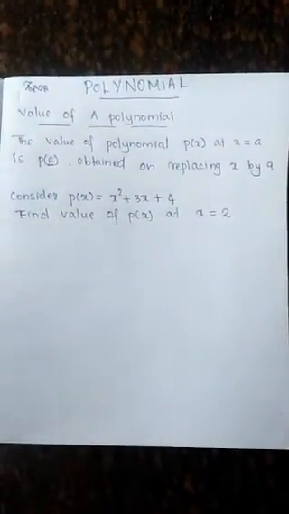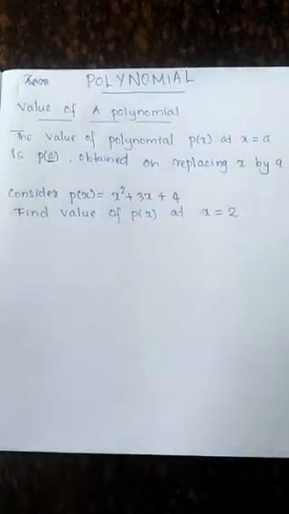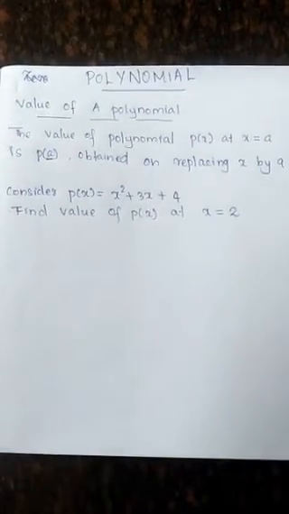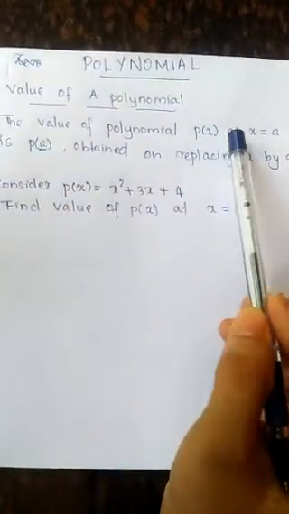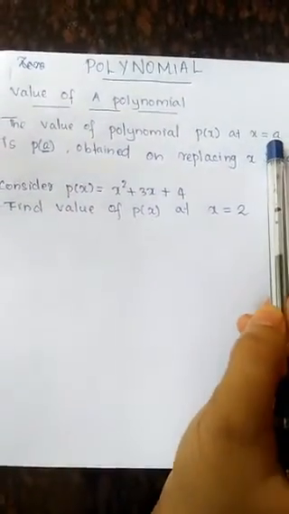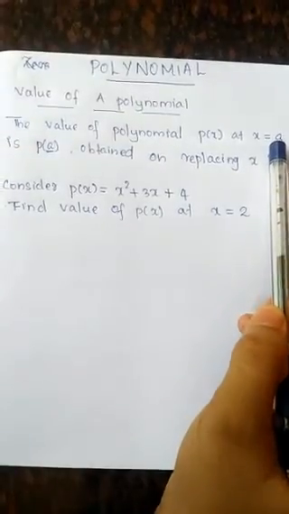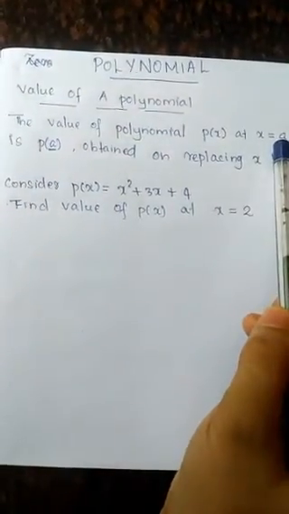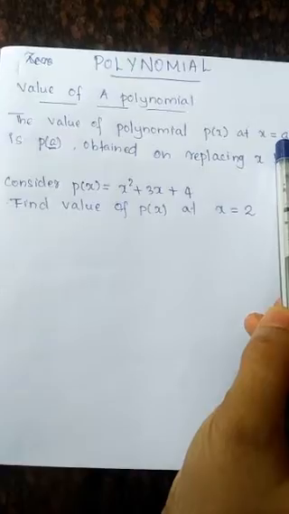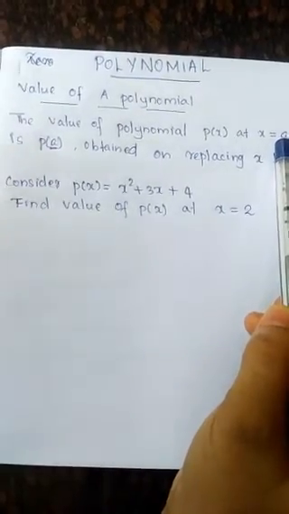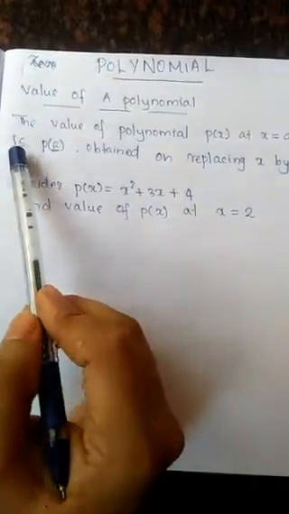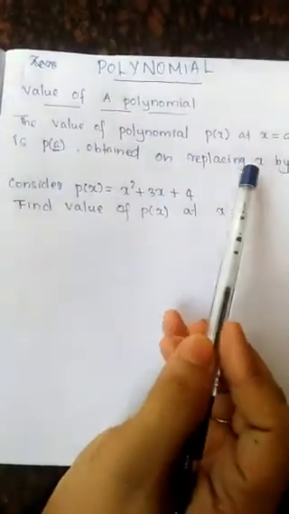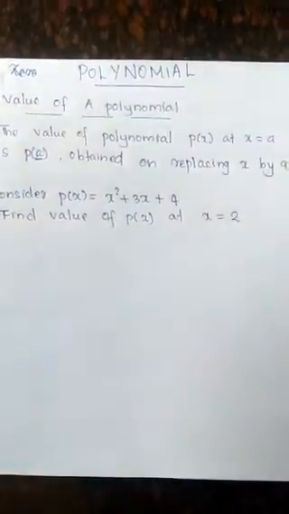First of all, what you have to understand is, what is the value of a polynomial? The value of a polynomial p of x at x is equal to a. Here a means some other value for the variable, which we know already. The variable means it changes according to the situation or the question. Here the value is obtained on replacing x by a.